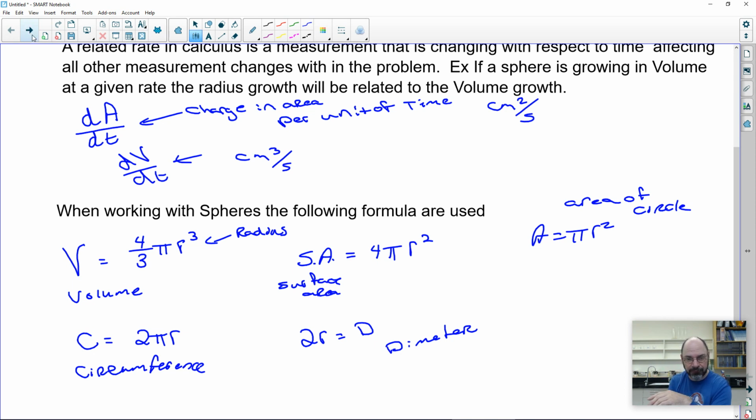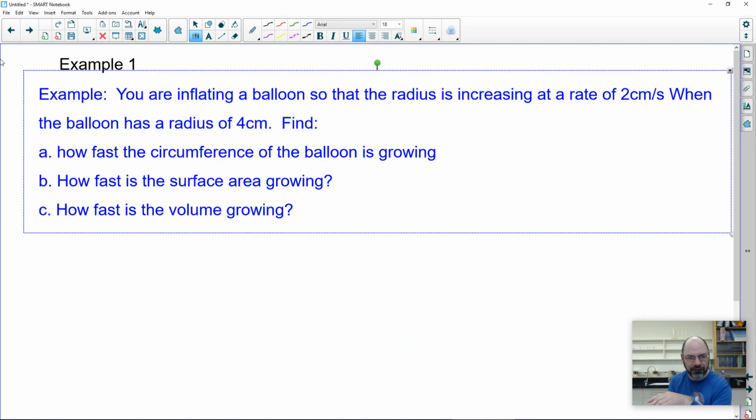Okay, so I'm going to flip ahead here, and my first example is: You are inflating a balloon so that the radius is increasing at a rate of 2 centimeters per second when the balloon has a radius of 4 centimeters. So it always tells you when it's happening. Find A, how fast the circumference of the balloon is growing, B, how fast the surface area is growing, and C, how fast the volume is growing. So we're going to do all three of those. So the first one we're going to do is circumference.